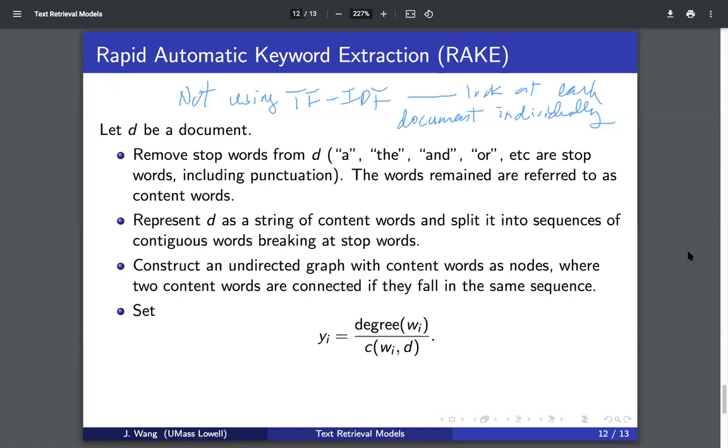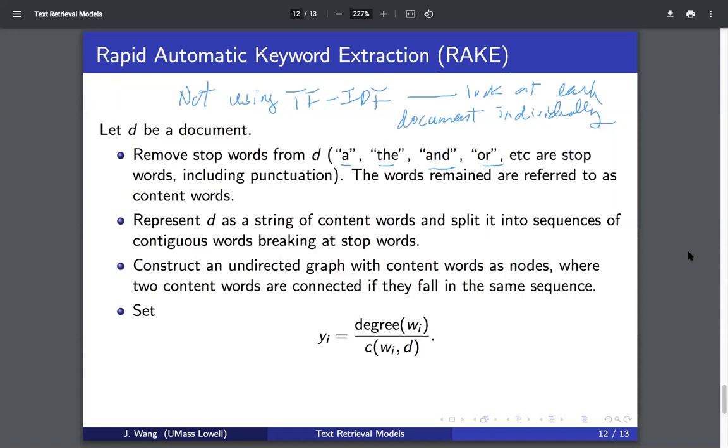So we remove stop words from these. Stop words are those functionality words such as a, the, and, or, right? It doesn't really have much meaning, right? So semantics, it doesn't have much semantics. We think of those as stop words. You compile a long list of stop words for English, and for other languages, you will need to come up with a different stop words list.